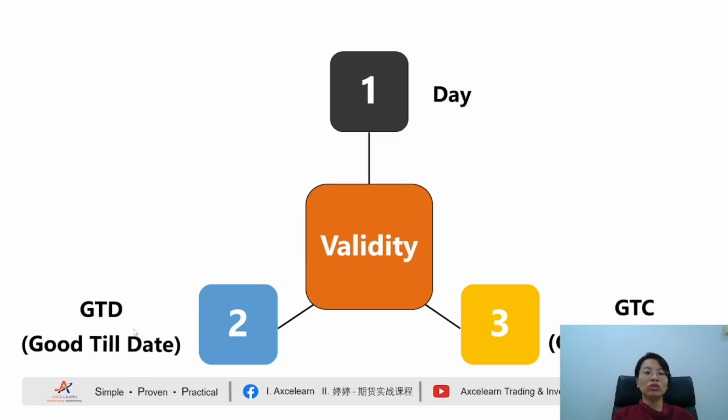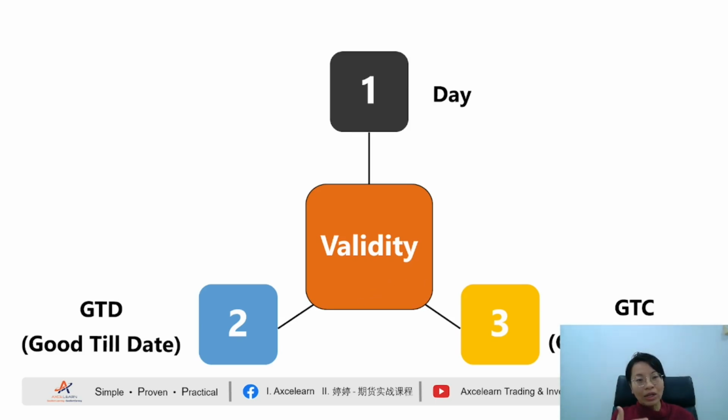Whether you need to use a GTD or GTC, they are quite similar. It depends on your intention, very much depending on your intention. If I need a specific date, then I put a GTD. If I need forever, meaning no matter what circumstances I must get these orders traded, then you can go with Good Till Cancel.